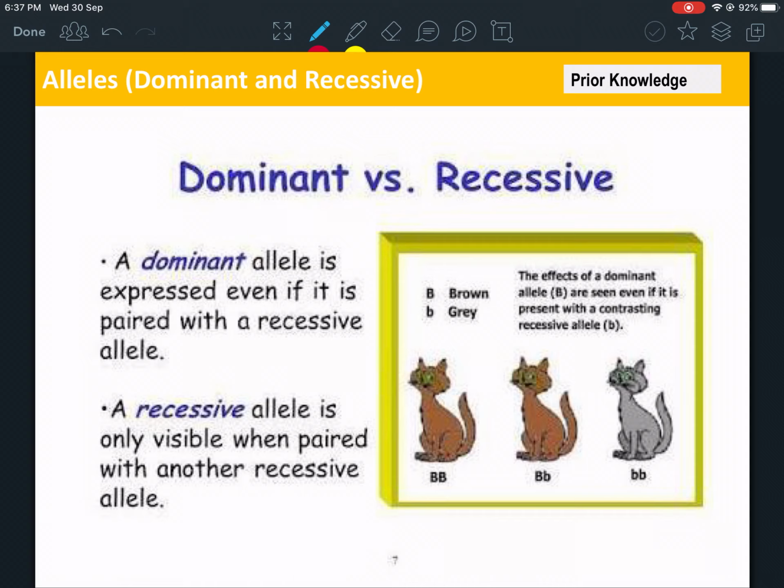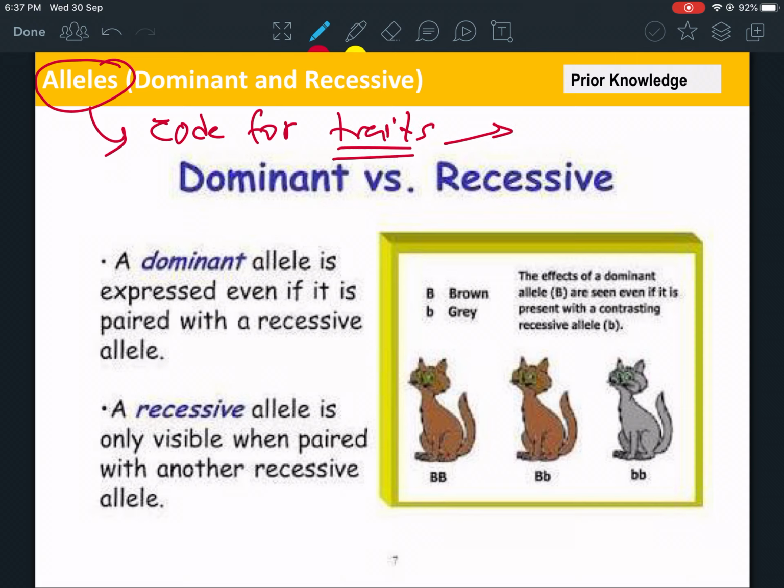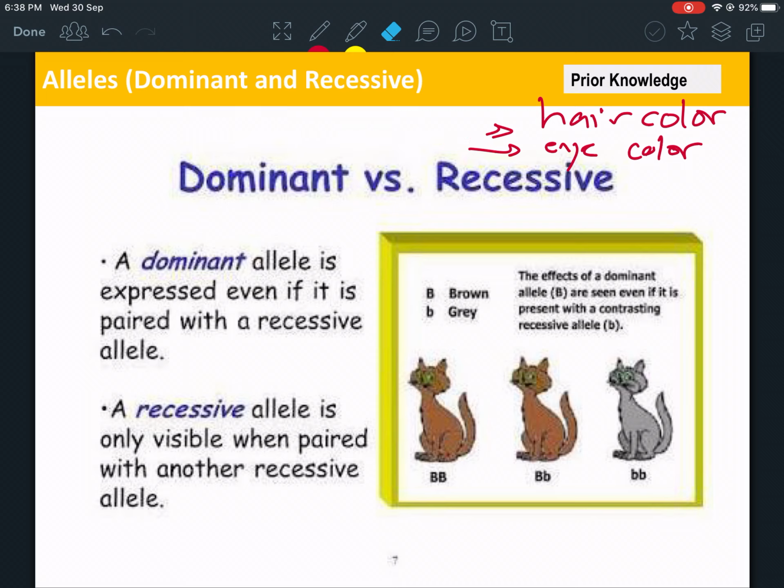First of all, we're talking about dominant and recessive alleles. Alleles code for traits. What do we mean by traits? We mean hair color, eye color, shape of nose, skin color, any trait in you, or any trait in any species. It's coded for by alleles in your body.